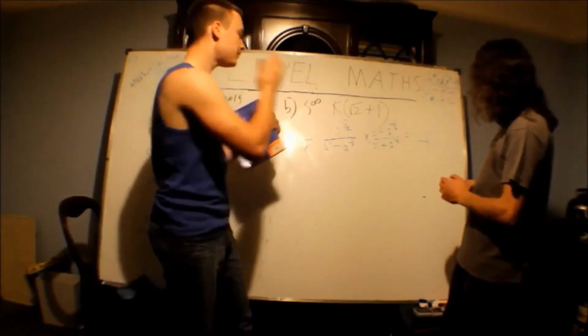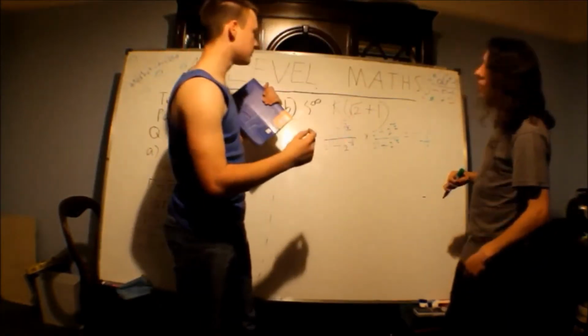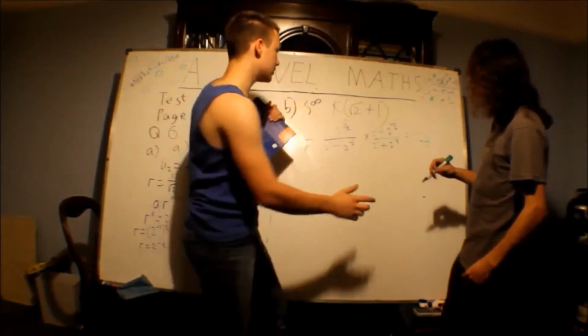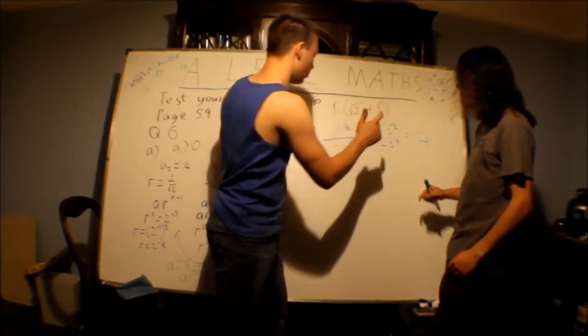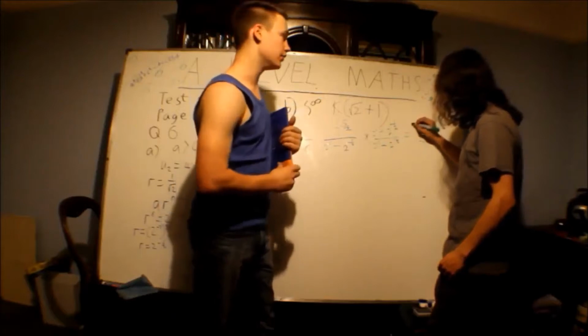At the top, 2 to the power of 5 over 2 times 2 to the power of 0. By our rules of indices, you add the 5 over 2 and the 0. So you just get 2 to the 5 over 2.